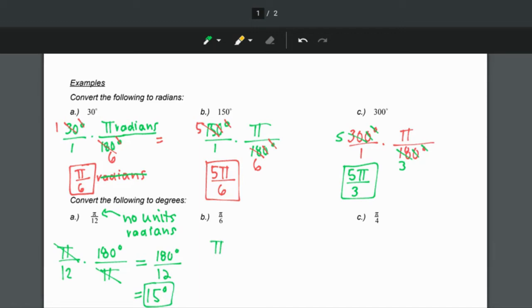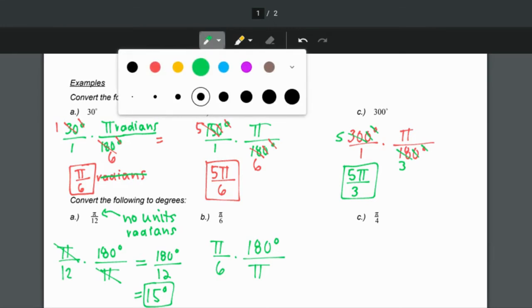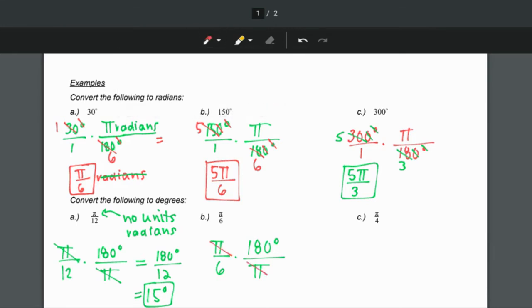So pi over 6, well, that's twice as big as pi over 12 if you're good with fractions. So we should get twice as big of an answer. But let's do it with the conversion factor. So 180 degrees over pi. I'm going to cancel out my pi's. And then I know that 6 goes into 180 30 times, so that is 30 degrees.